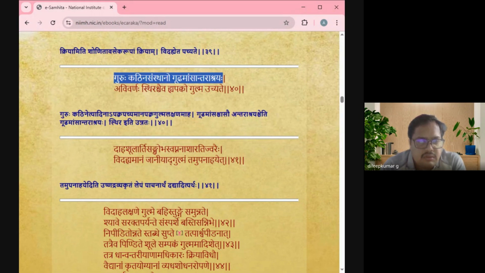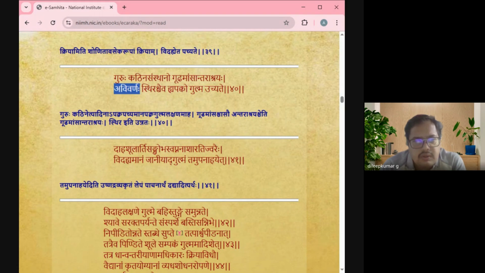Avivarna means there is no excessive discoloration or red discoloration, no severe inflammation, and it is sthira. So this is called apakva gulma, or the benign nature of tumor, as you can notice.